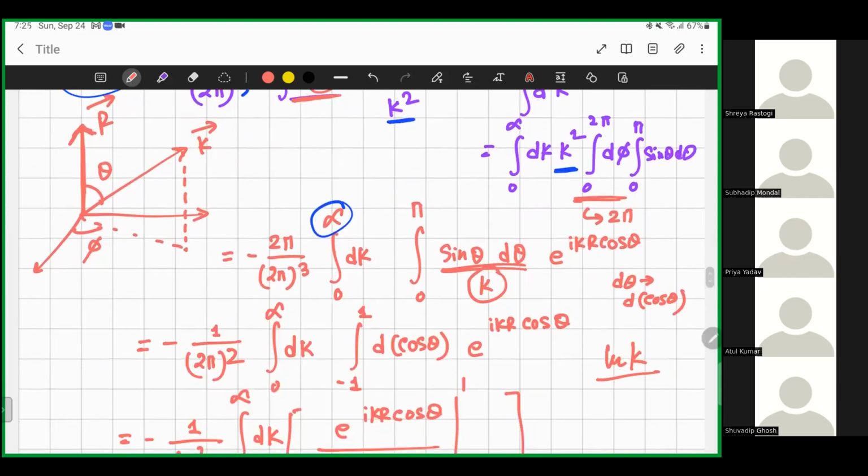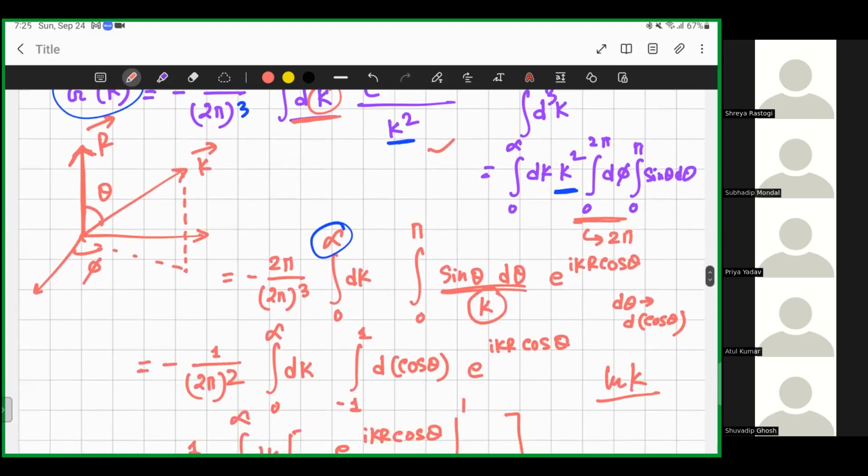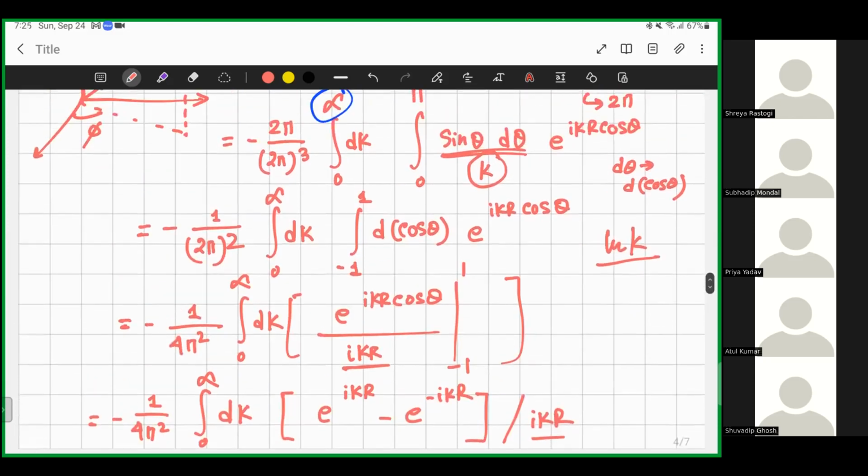I want to see the exact step. This integral we can't do in 2 dimensions. If 1 by k survives here, then go down. If below we have 1 by k here, this k square will be here. Okay. So go down, go down.